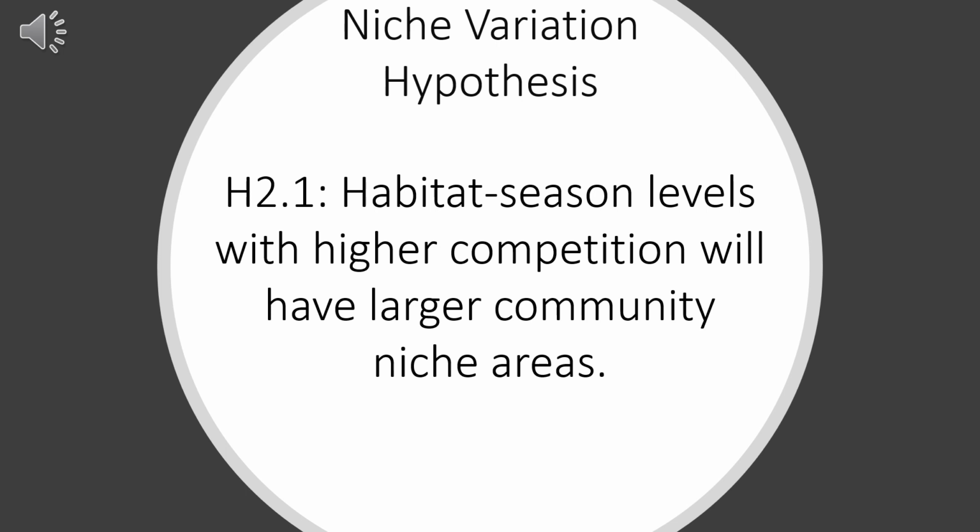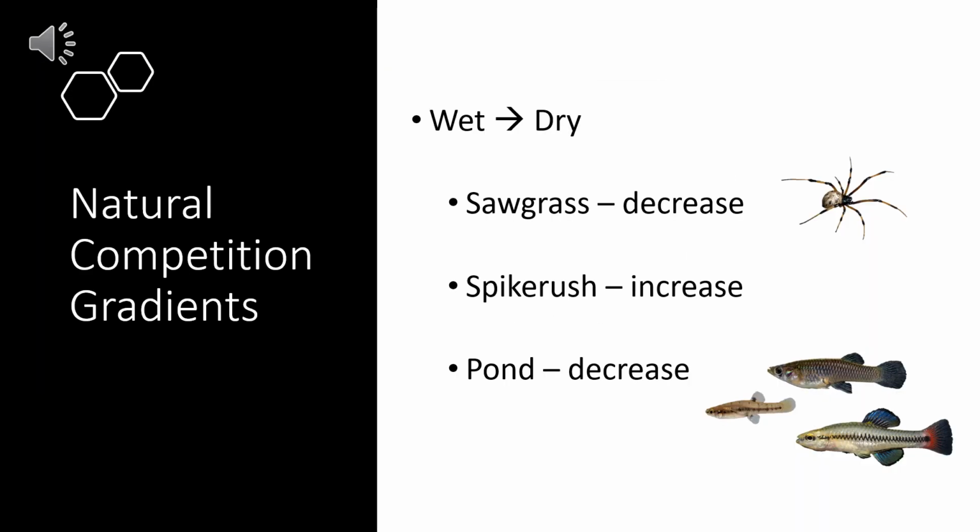Next, we'll switch gears to the niche variation hypothesis, seeing if increased competition drove increased community niche areas. So those natural competition gradients within each habitat, moving from the wet season to the dry season, go in the direction listed here. In the sawgrass marsh, as the water levels drop, there's an increase in terrestrial prey that are available. And because this habitat is already more difficult to persist in and be successful in, fewer fish species are there to begin with, so this increase in prey availability decreases competition.